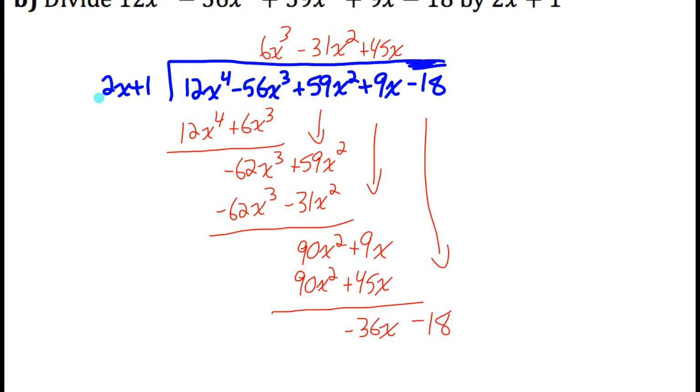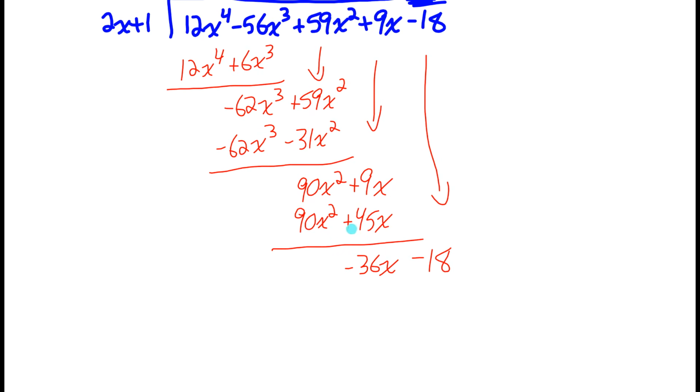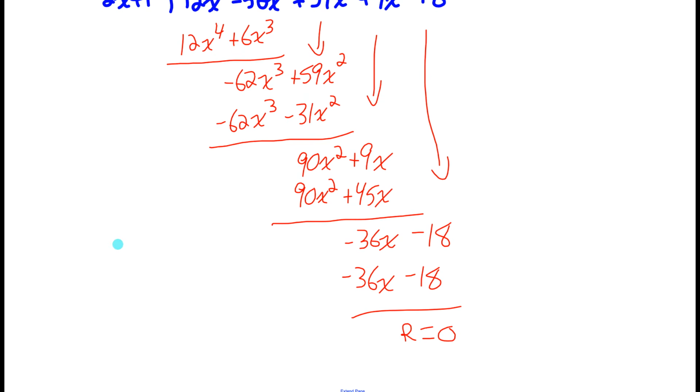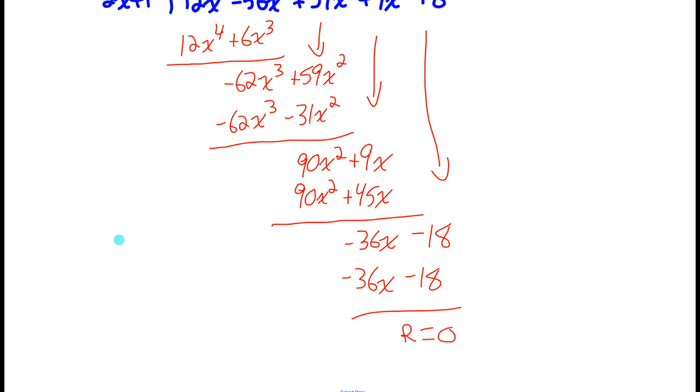Negative 36x divided by 2x is negative 18. Multiply that negative 18 by the divisor, and I would get negative 36x minus 18. And once again, my remainder is 0. That's not always going to happen. That's just what seems to be happening a lot with these questions. So I'll write the multiplication statement.